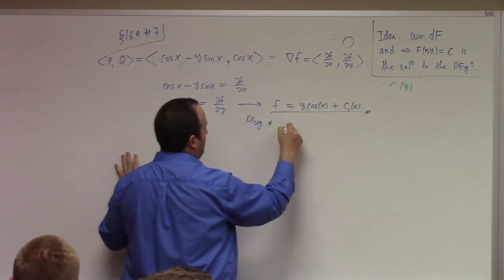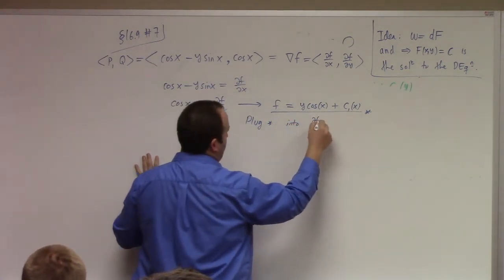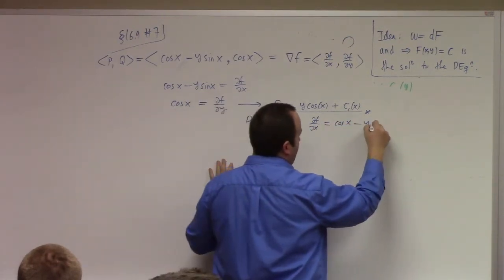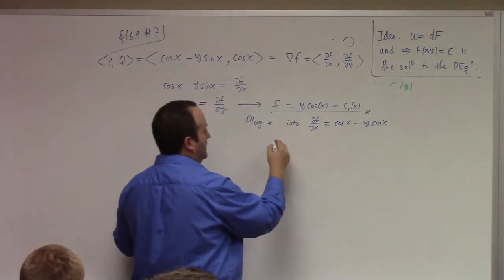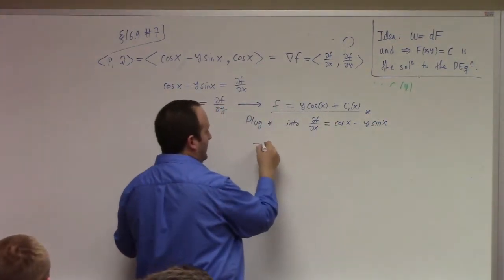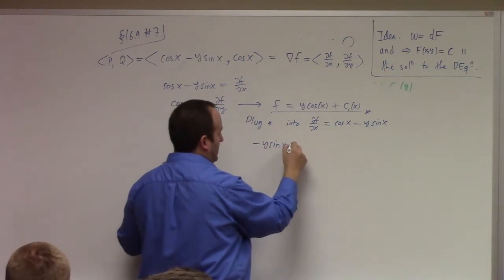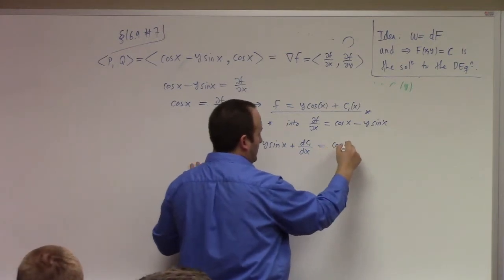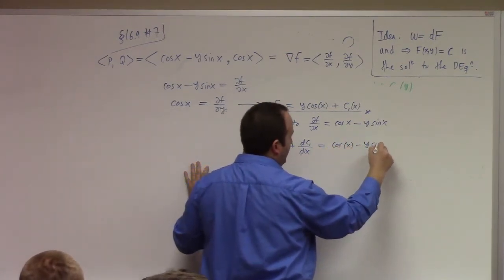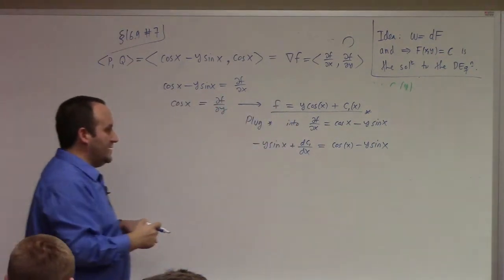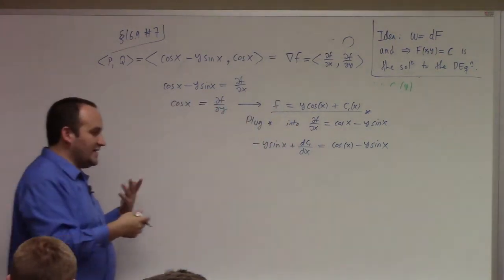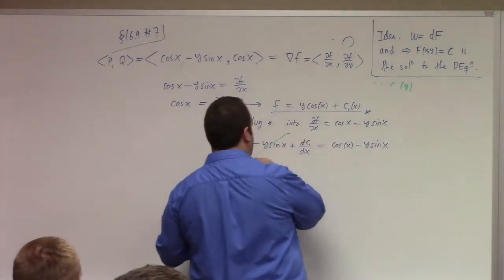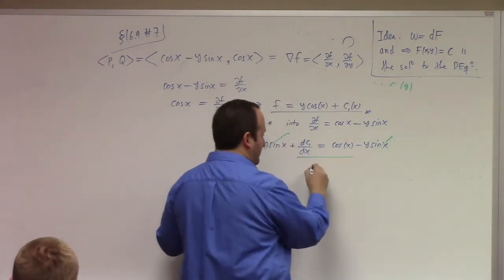Plug star into the other one, partial f partial x is equal to cosine x minus y sine x. Let's see how it goes. What happens? Well, differentiate this with respect to x, I get minus y sine x plus dC1/dx is equal to what? Cosine x minus y. Hey, this one's more exciting than the ones we've done so far today because the C1 isn't a constant actually. It's actually a function for this example. I'm happy. This is finally interesting. That's gone. And so what is C1?